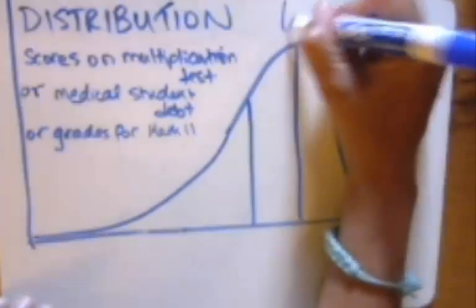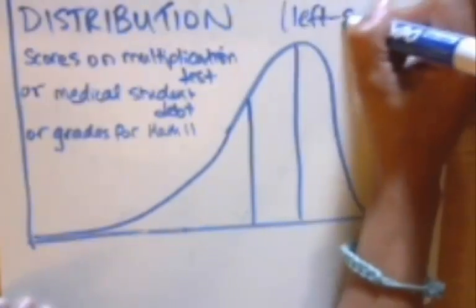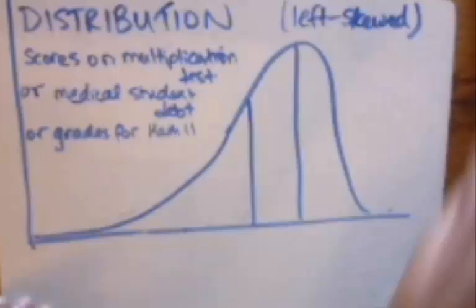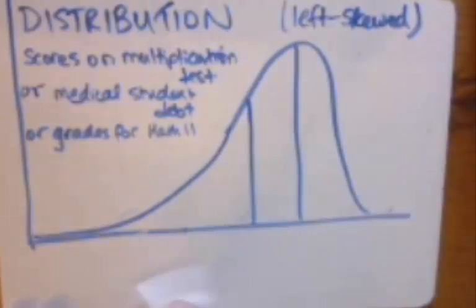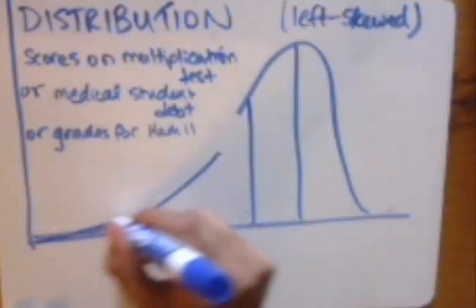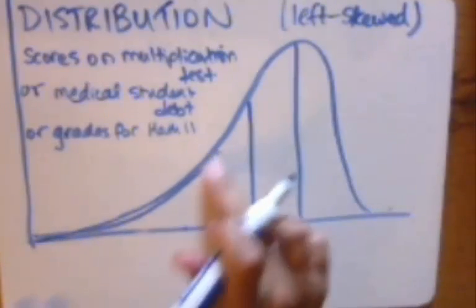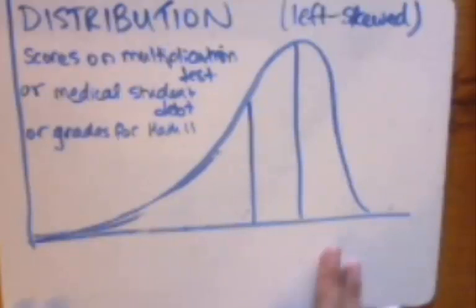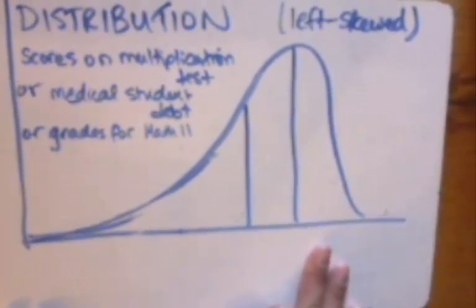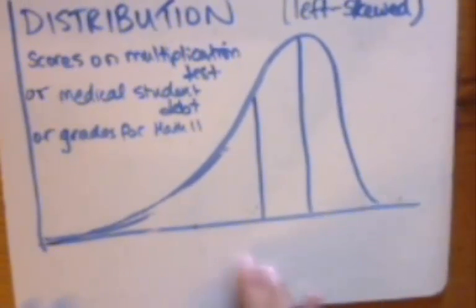So what about a left-skewed distribution? First of all, what kind of variables may be left-skewed? Well, if I gave you all a multiplication test, hopefully that would be left-skewed. Almost everybody would get them correct, hopefully 100% on your multiplication table. Some of us may not remember it as much as others.